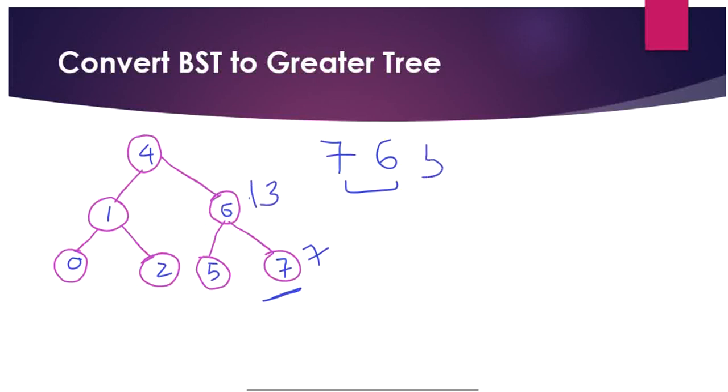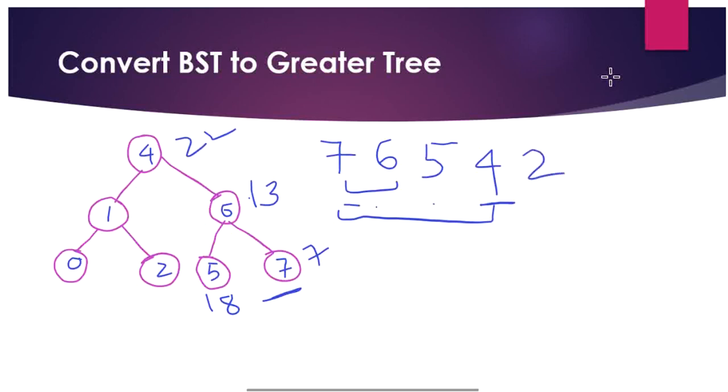And the next decreasing value is 5. 5 will have the sum of 5, 6 and 7. In this case we'll update here with 18. And moving on to the next value, that is 4. 4 will have the sum of 4 and the values greater than 4. So this will have 22 here. The same way, the next number is 2 and 2 will have the sum of 2 and all other greater values. So here it comes to 24, and similarly the next value is 1 and it becomes 25, and finally the next value is 0 and it becomes 25 again.